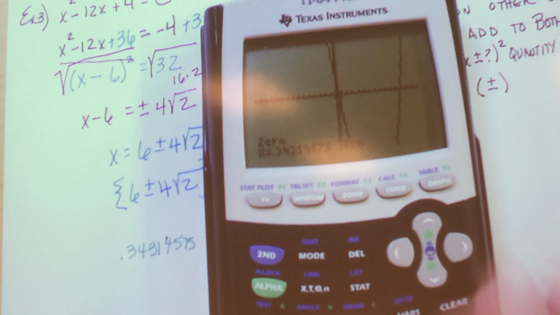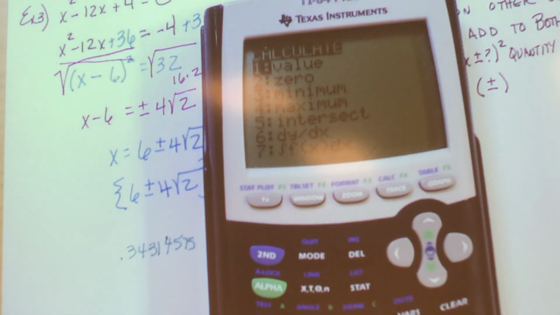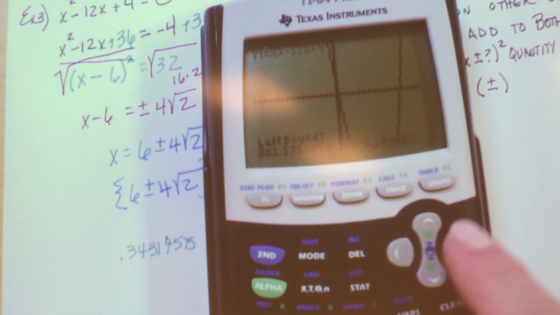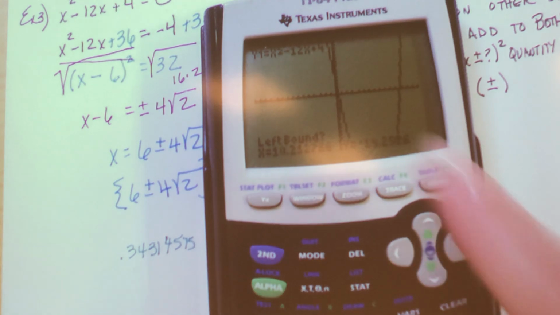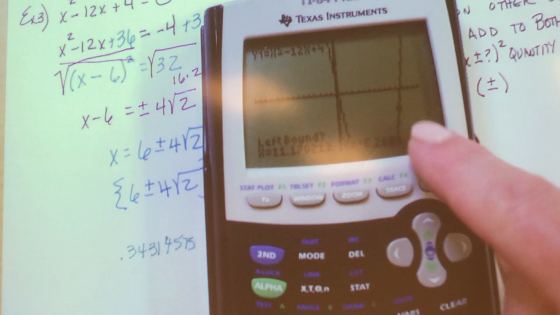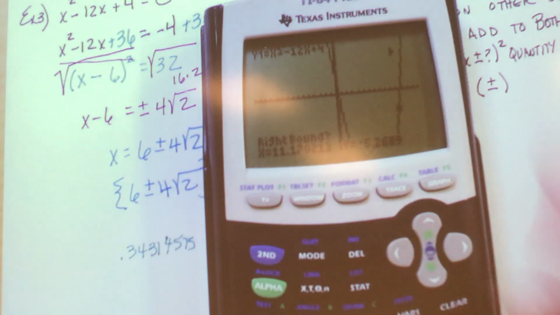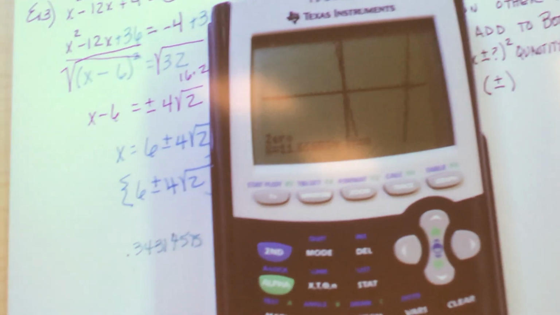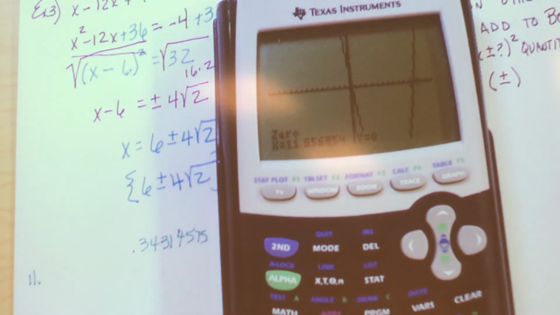Alright. What about this other guy over here? Second in calculate, a zero. I could go over here. Where's his left bound going to be? Below the x-axis. When you read that curve from left to right over here, his left bound is going to be below that x-axis. There he is. So I'm going to set a left bound. Now he wants a right bound. So I go to the right. I'm up above it. Don't want to guess. So this one is 11.6568. I'm just going to do that.